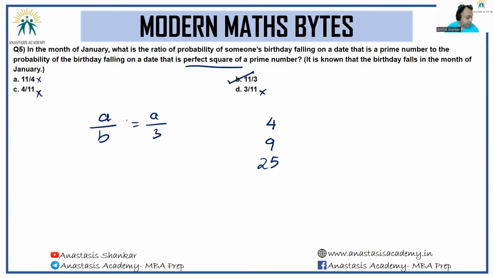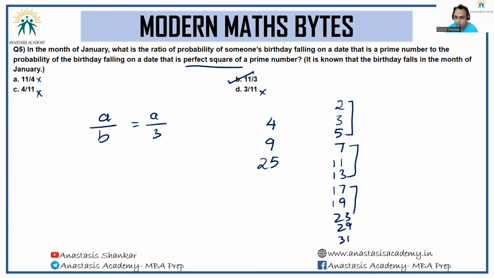You don't even have to engage in the hard work of finding out what is the value of A. You can get to option B straight away. In case you want to calculate it, let's count prime numbers up until 31. So 2, 3, 5, 7, 11, 13, 17, 19, 23, 29, and 31. So 3, 3, 3, and 2, 11 you would get. Then you would reach your answer B, 11 by 3.